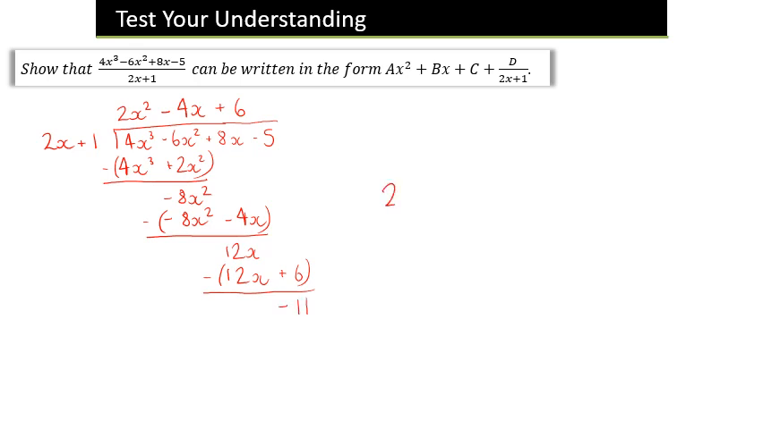So I got 2x squared minus 4x add 6, and my remainder was negative 11 over x add 1. So A was 2, B was minus 4, C was 6, and D was minus 11.